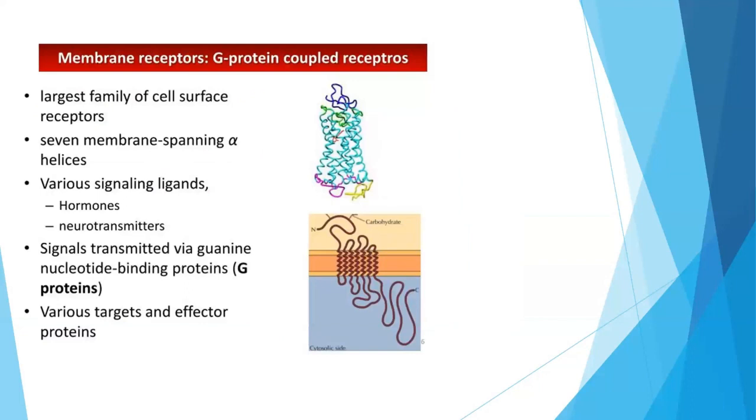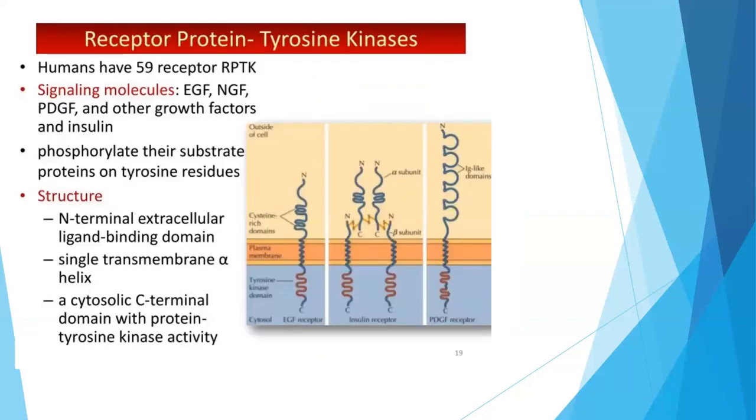So membrane receptors: the G protein coupled receptors are the largest family of cell surface receptors. They have seven membrane-spanning alpha helices, and there are various signaling ligands like hormones and neurotransmitters. The signals are transmitted via guanine nucleotide binding proteins, the G proteins, and they have various targets and effector proteins. So this one is important: the receptor protein tyrosine kinases. Humans have 59 receptor protein tyrosine kinases, and signaling molecules like epidermal growth factor, platelet-derived growth factor, other growth factors, and, most importantly, insulin function through these kinases.